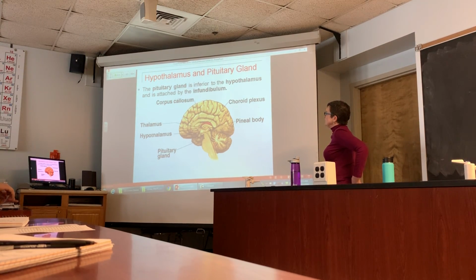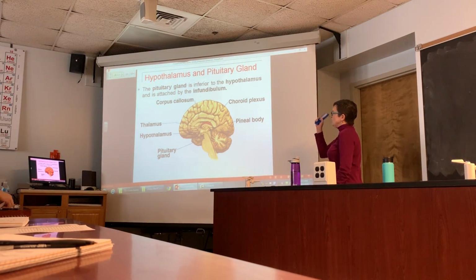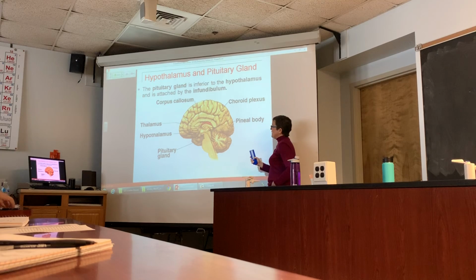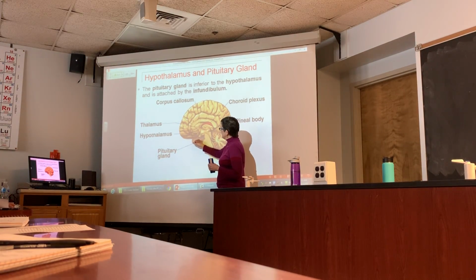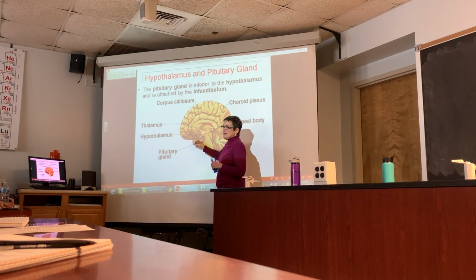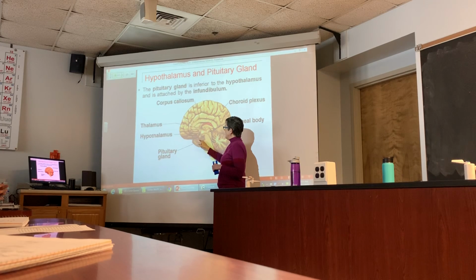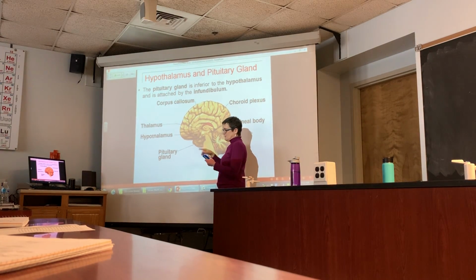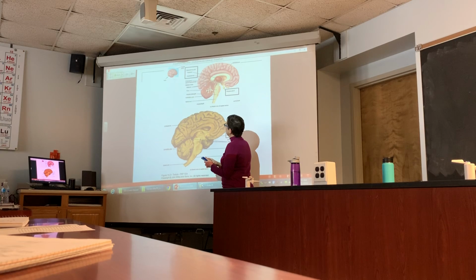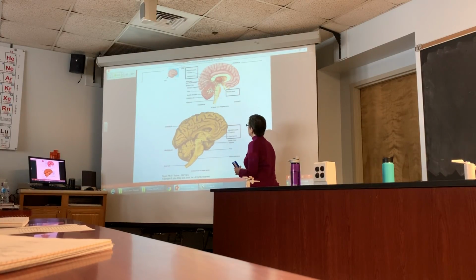So the first hormone producers we're going to look at, actually two hormone producers, are the hypothalamus and pituitary gland. The pituitary is a tiny pea-sized gland attached by a stalk to the hypothalamus region of the brain. And together these work to produce a variety of different hormones. Here is the picture from your book.